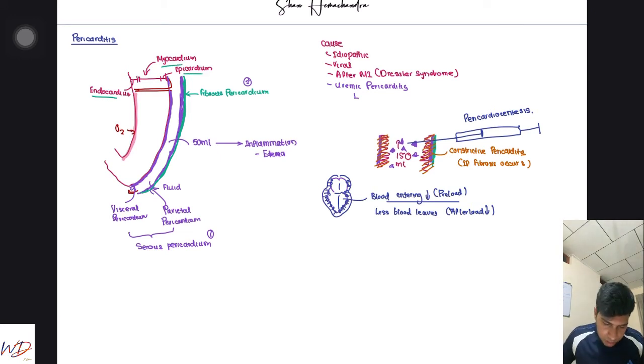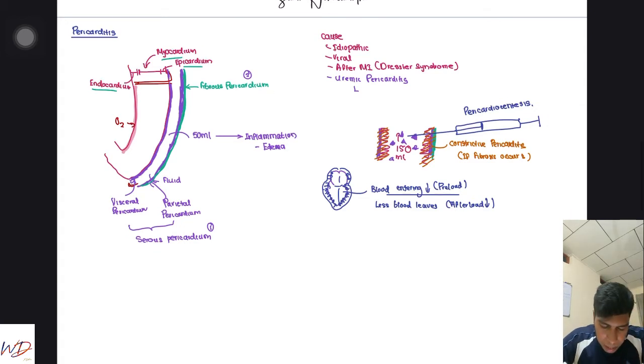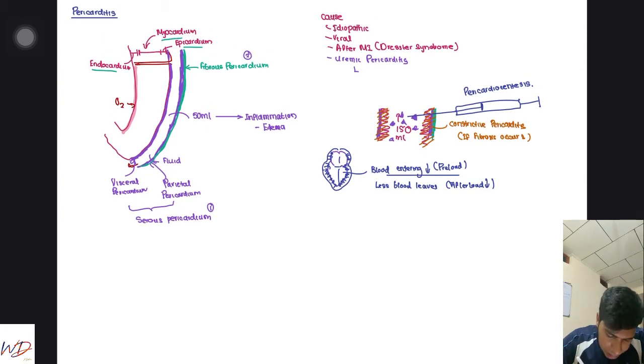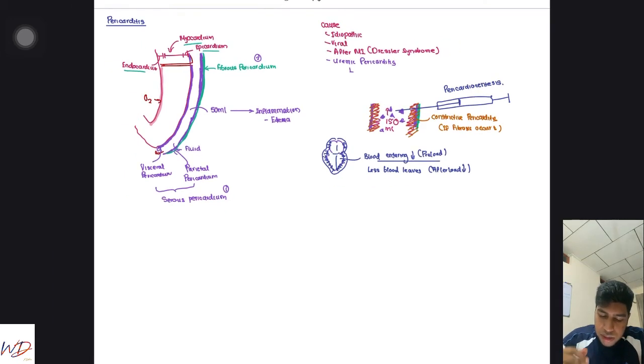So from this, the only things I need you to remember are the three layers of the heart. Then there are two parts of the pericardium. One is called the serous pericardium, which has the visceral and the parietal, and the fibrous pericardium. And how you do a pericardiocentesis, actually why.